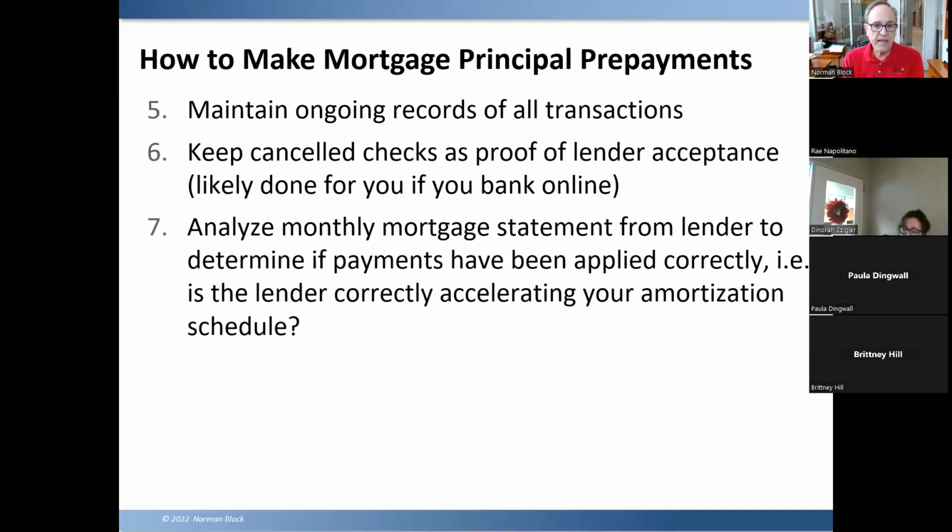Step 7 says analyze monthly mortgage payment from the lender to determine if the payments have been applied correctly. In other words, is the lender correctly accelerating your amortization schedule, your mortgage? And you have to look and check. People have stopped balancing their checkbook. They've stopped checking their credit card receipts against their monthly statements. And most people, the only look that they ever give to their home mortgage is at the end of the year when they get that statement that says what their balance is.